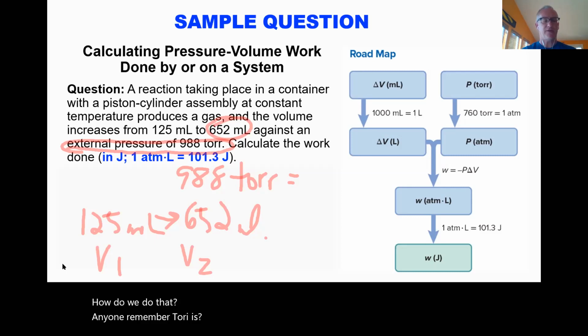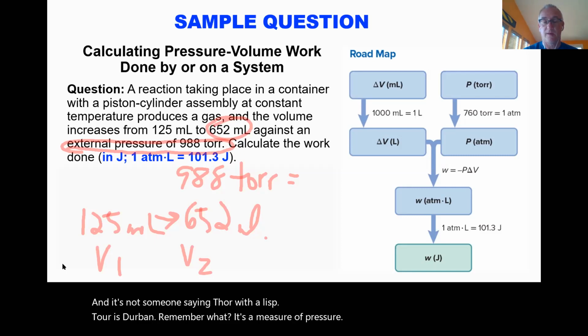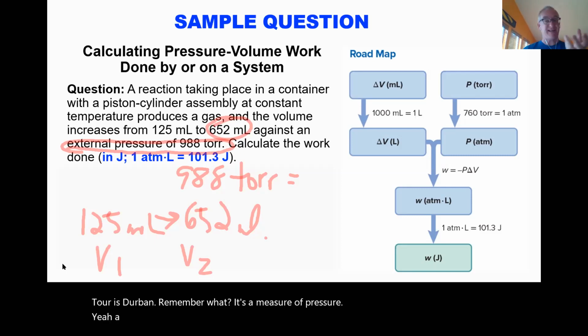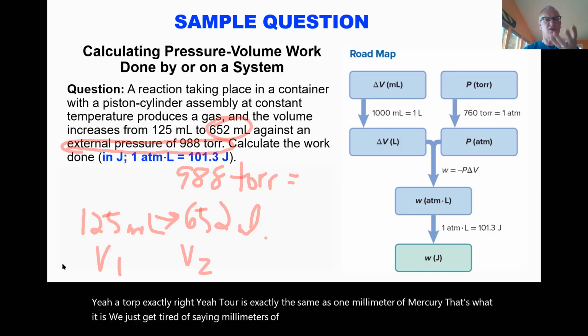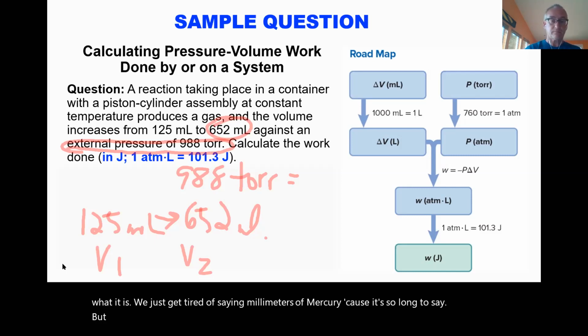And it's not someone saying Thor with a lisp. Torr is, you remember, a measure of pressure. Can you just convert it? 750 millimeters of Hg. Yeah, a torr, exactly right. A torr is exactly the same as 1 millimeter of mercury. That's what it is. We just get tired of saying millimeters of mercury because it's so long to say. But torr is really easy to say.